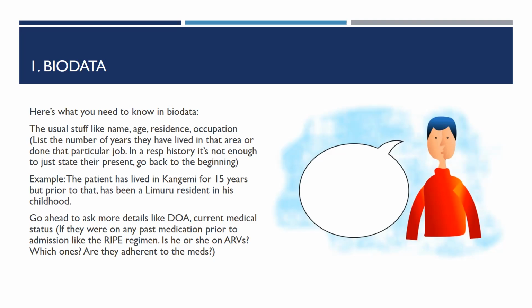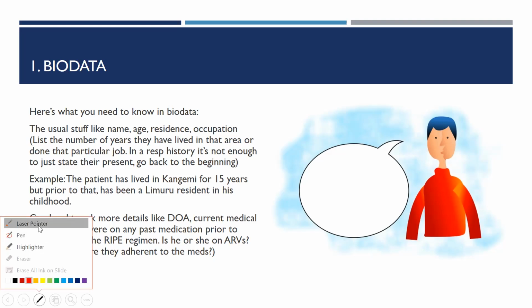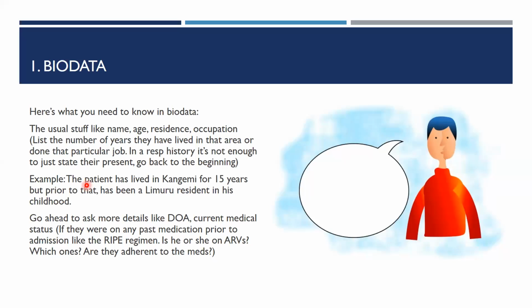The example here I've given is the patient has lived in Kangemi for 50 years, but prior to that has been a Limuru resident in his childhood. Simple, very straightforward. He lives in Kangemi, now for 15 years, but before then, as a child, Limuru.